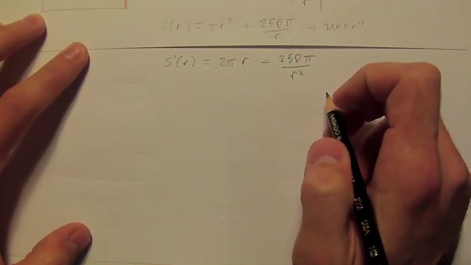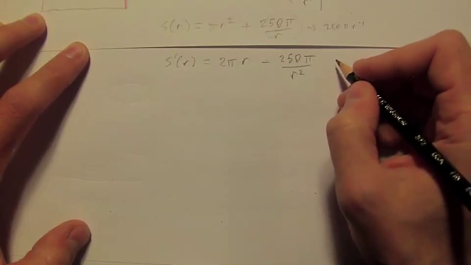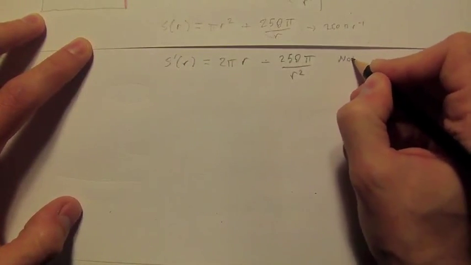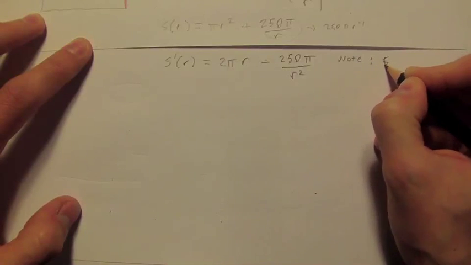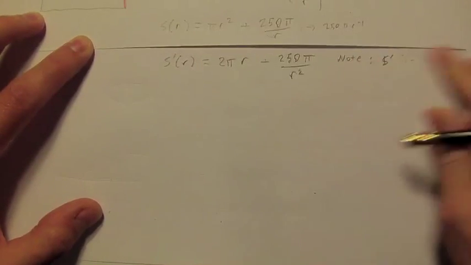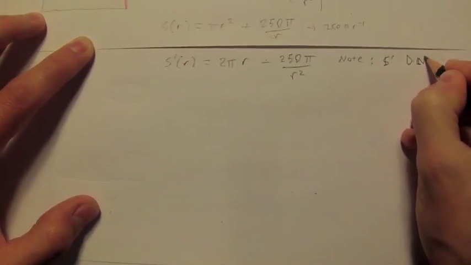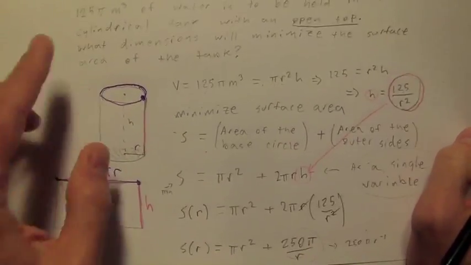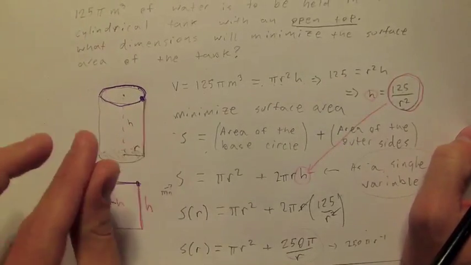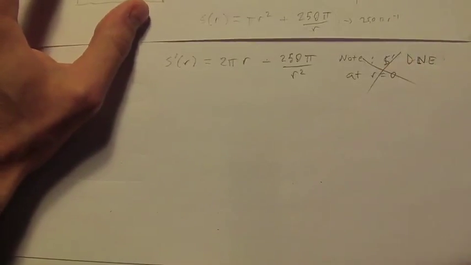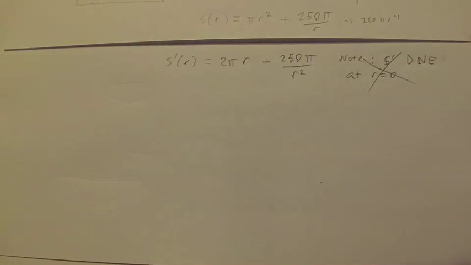And now we're going to find the critical points, right? But I'll start by saying, note, s prime does not exist, DNE, at r equals 0, but r equals 0 makes absolutely no sense, right? If you want to hold this much water in a tank, if you make the radius 0, you don't even have a tank anymore, so we won't worry about that. But it's always good to consider.